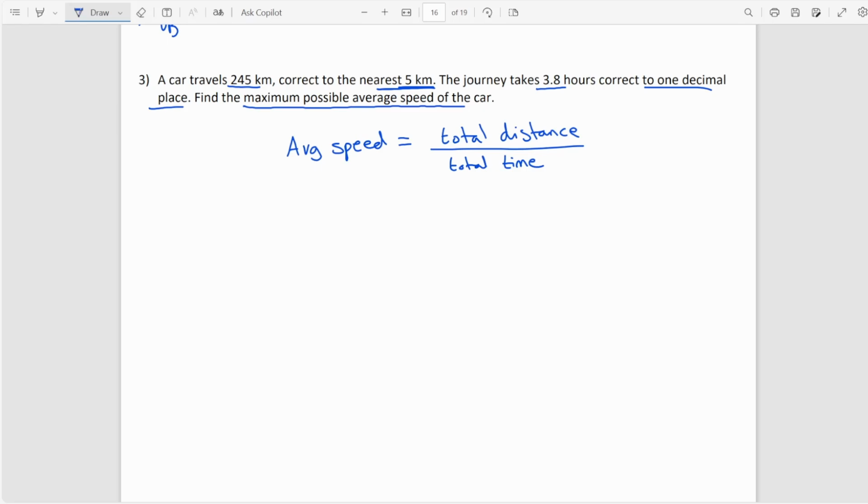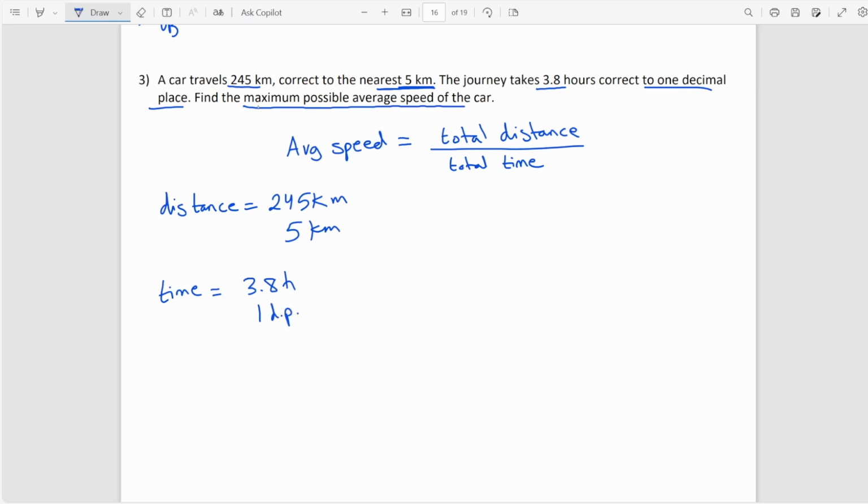Now, of course, this rule you should be familiar with through physics, or you can just learn it now. Speed is equal to distance over time, but the average speed is total distance over total time. So now we know that the car traveled a distance of 245 kilometers to the nearest 5 kilometers. And the time that the car took is 3.8 hours, correct to 1 decimal place.